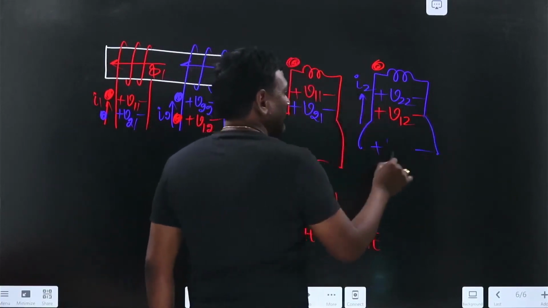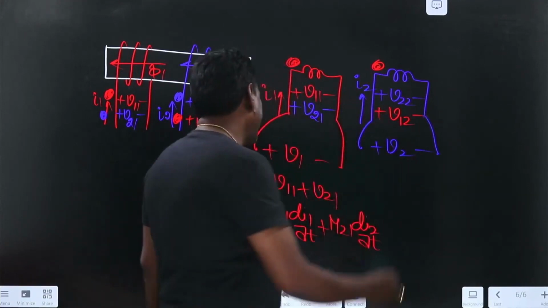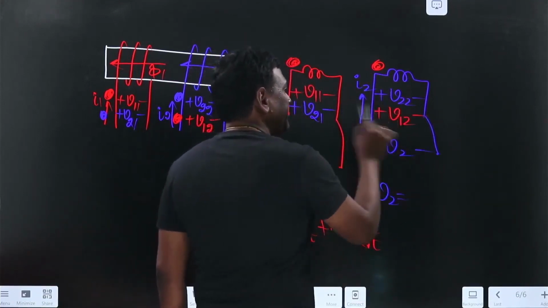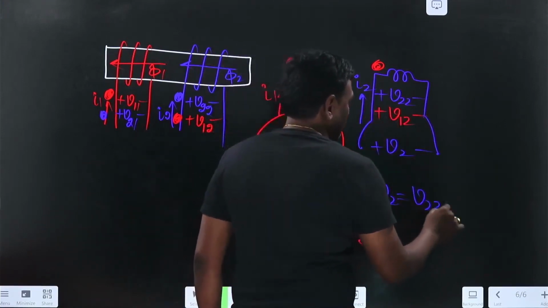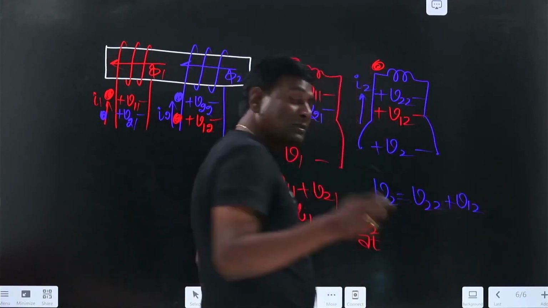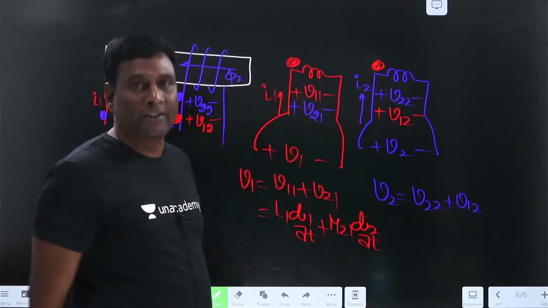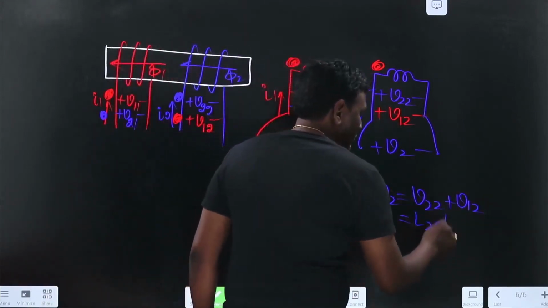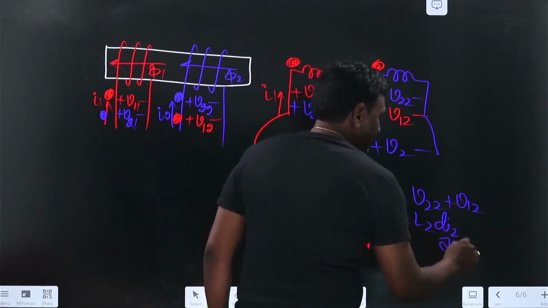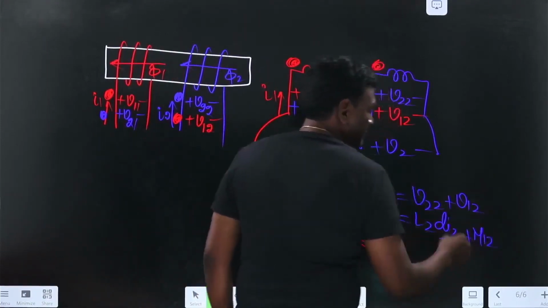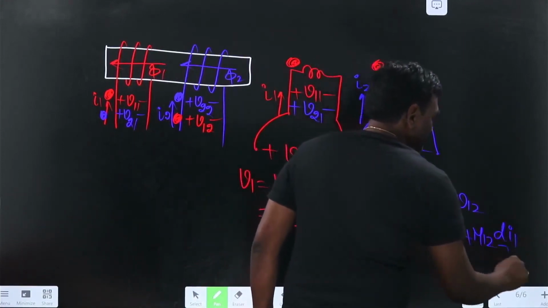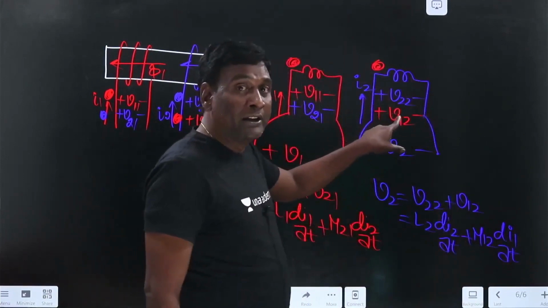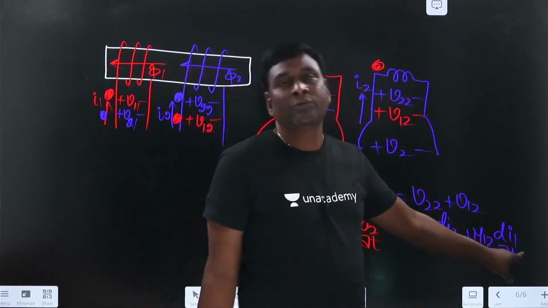Now let me write blue. Current is entering here, so this is going to be V2. Now what is V2? V2 is going to be V22 plus V12. Don't focus on 1 to 2 and 2 to 1; gradually you will be habituated with it. Now this is going to be V22, self, L2 di2 by dt plus M12 di1 by dt. Induced voltage in second coil because of current variation in first coil.